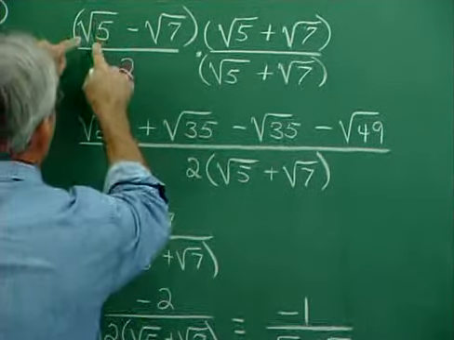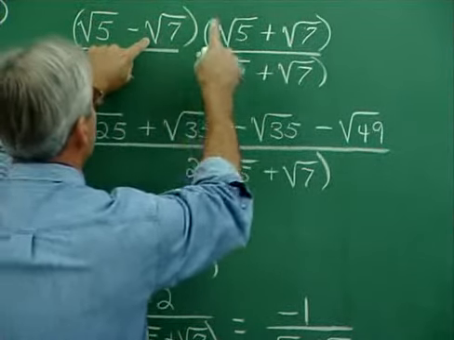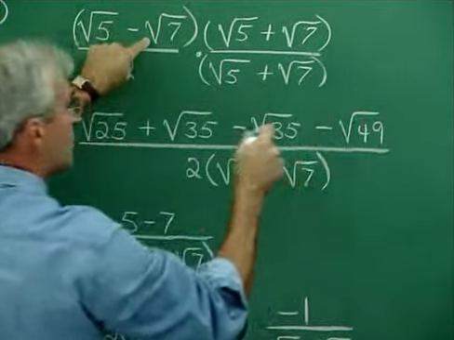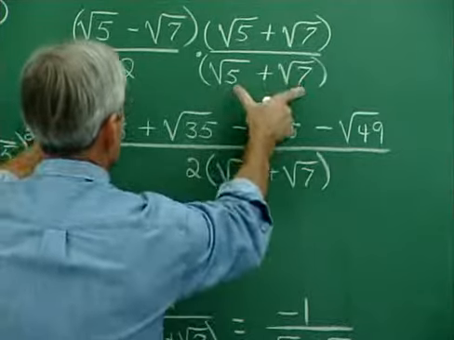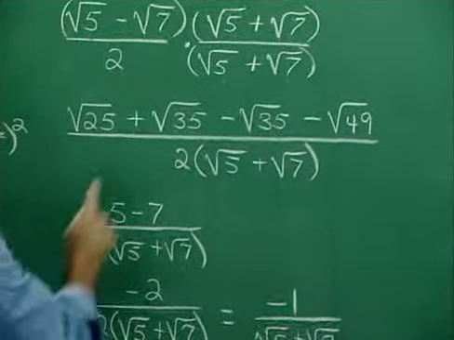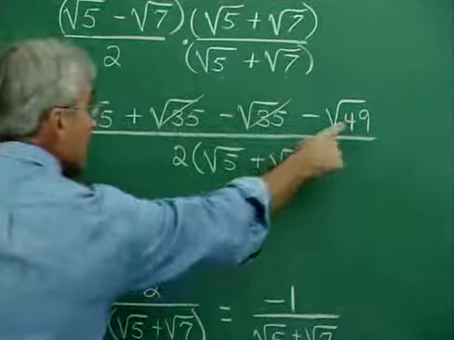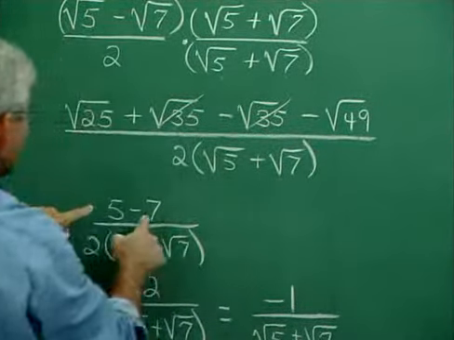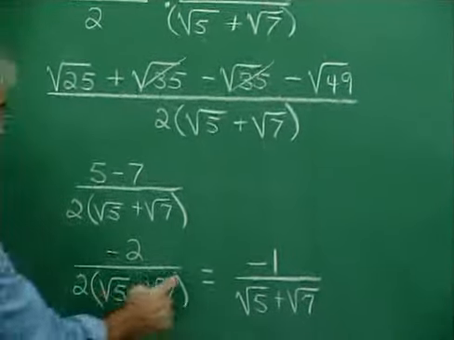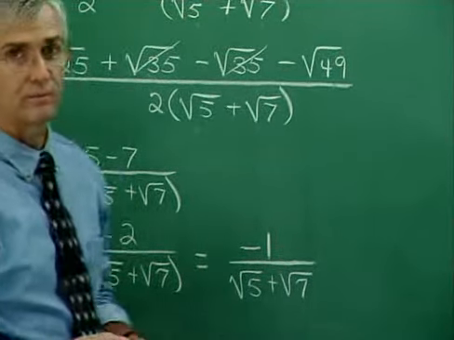In the numerator, we have root 5 times root 5, root 25. Root 5 times root 7, root 35. Minus root 7 times root 5 is minus root 35. Minus root 7 times root 7 is minus root 49. In the denominator, 2 times binomial, left in factored form for a cancellation opportunity later. Root 35 minus root 35 take each other out. Root 25 is 5, root 49 is 7. So we have 5 minus 7 in the numerator, or negative 2. The 2's go out here, and we have simply negative 1 over root 5 plus root 7 for the answer.